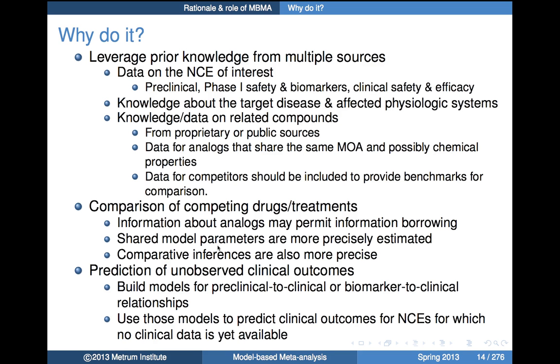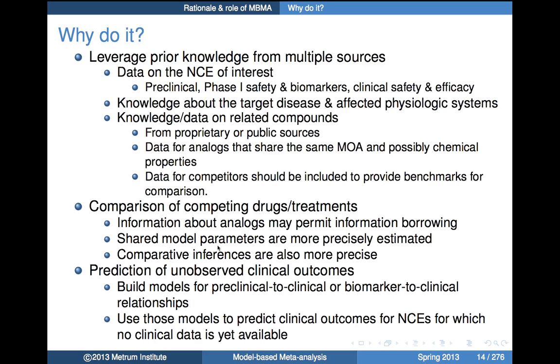Reasons for doing this include, of course, comparison with competing drugs and treatments. Another reason for bringing in information about some of those other drugs and treatments is particularly if you have information about analogous compounds, that may permit a certain degree of information sharing in such a way that you might be able to share some model parameters across different compounds. And if that's the case, those shared model parameters are more precisely estimated, and the result of that then is that your comparative inferences are also more precise.